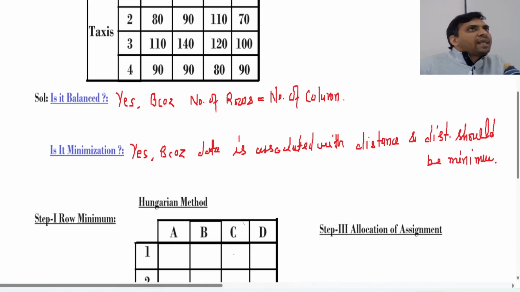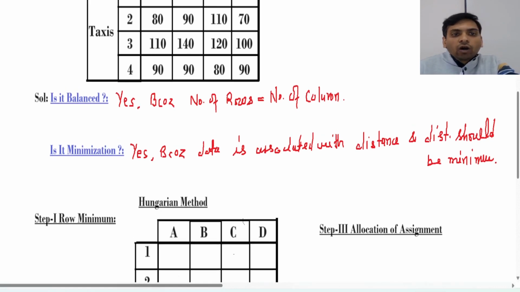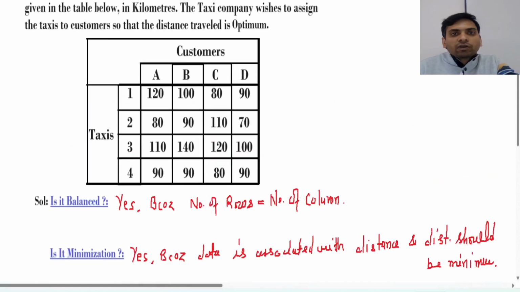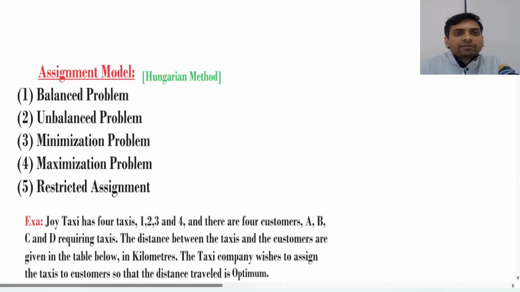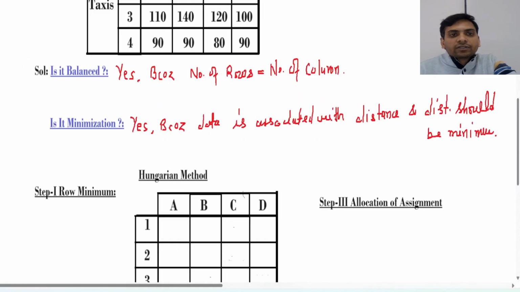So this problem is balanced and this problem is of minimization. Done? Now third thing, now we will solve this problem. The method to solve this problem is known as the Hungarian method. The name of this method is what? Hungarian method.